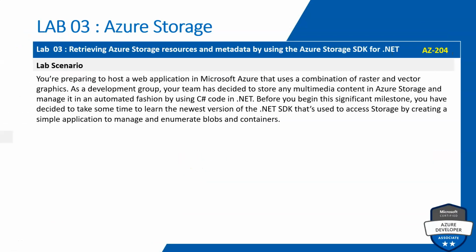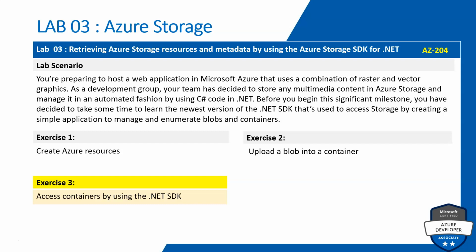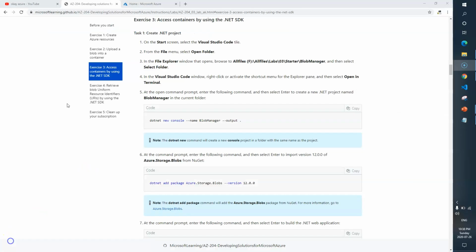So here's the lab scenario, and we have already completed exercise 1 and exercise 2 in the last videos. In this video we'll work on exercise 3. Okay, so let's go to the instruction page. Here we are, exercise 3. Task 1 is to create a .NET project.